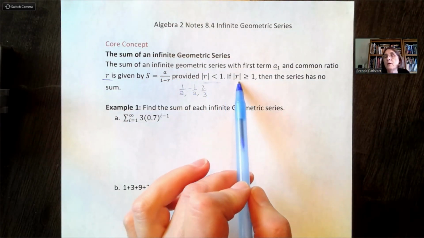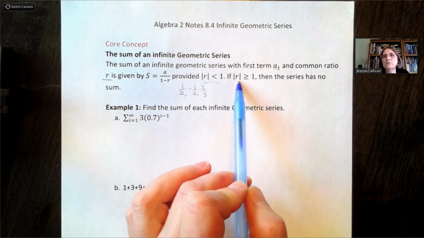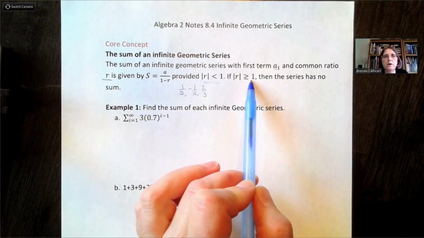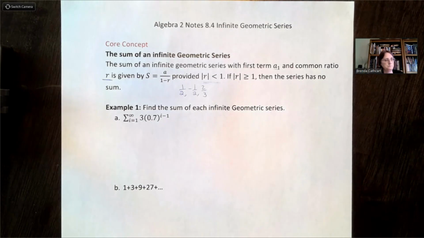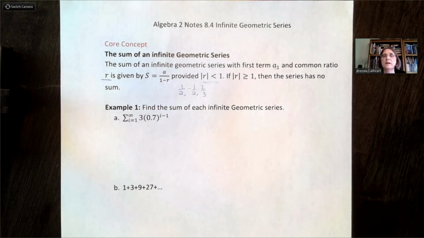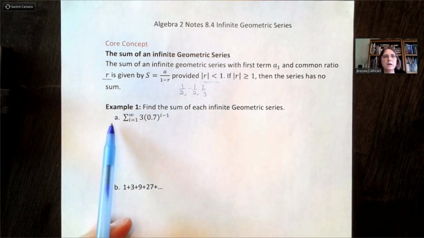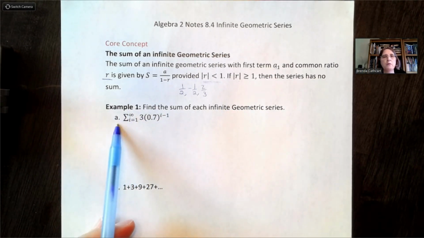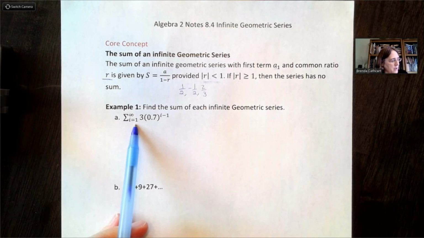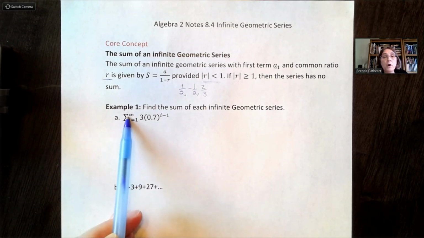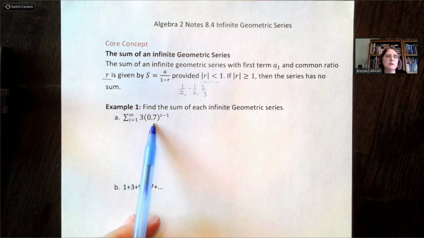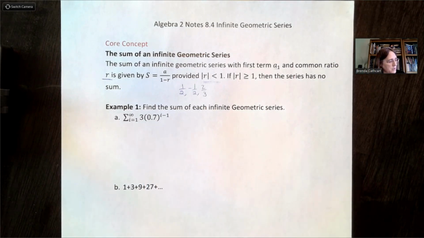If the absolute value of our common ratio R is greater than or equal to 1, then the series has no sum. So let's do a couple of examples of finding the sum of an infinite geometric series. In example 1, number A, we want to find the sum of the series from I equals 1 to infinity of 3 times 0.7 to the I minus 1.